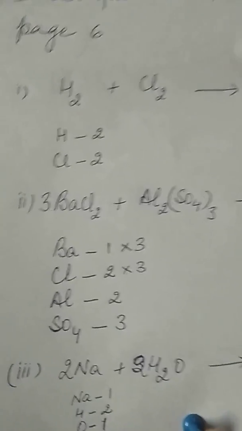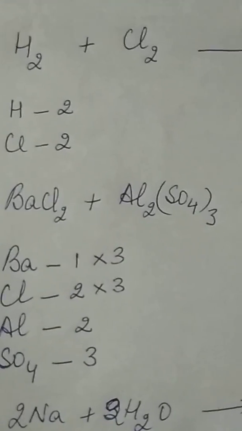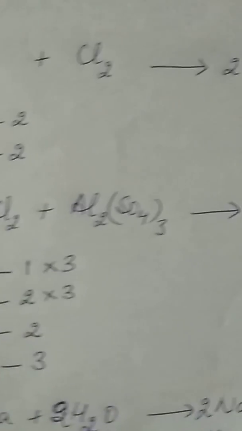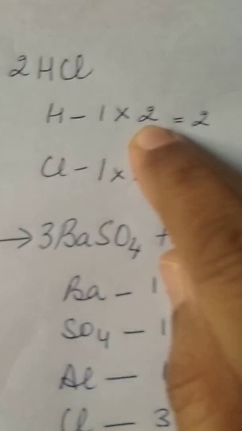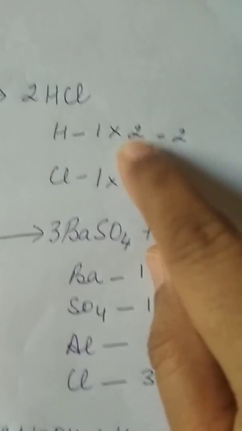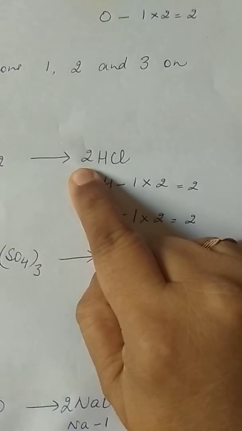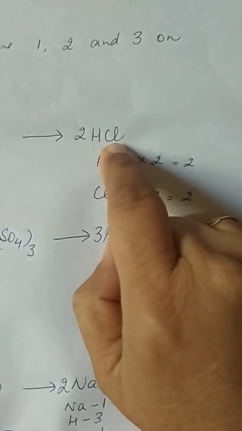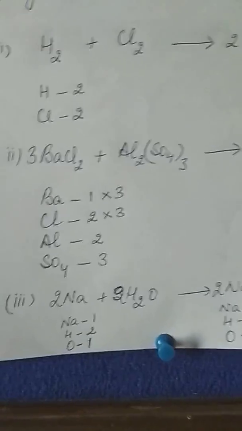So, how do we balance it? We write H and Cl, the symbol of the element, and the number of atoms, which is 2 and 2. Now, we look here. Hydrogen is 1, and Cl is also 1. Now because there are 2 atoms of hydrogen, we need to multiply by 2 on the product side also. Again, because there are 2 atoms of chlorine on the reactant side, we need to multiply it by 2 here also. So basically this figure 2 will suffice to balance both hydrogen as well as chlorine. So this is known as the hit and trial method.